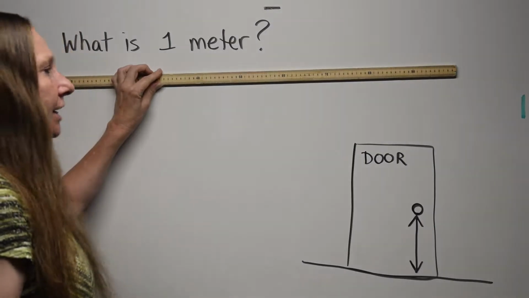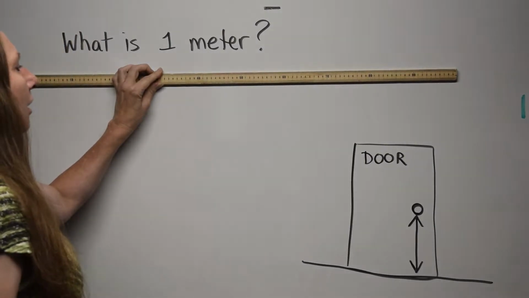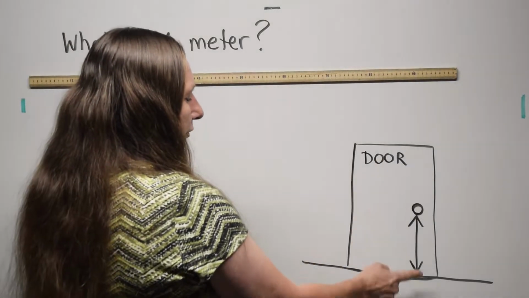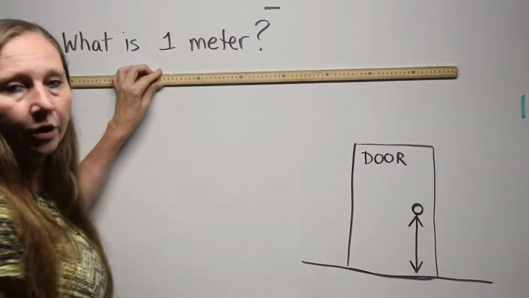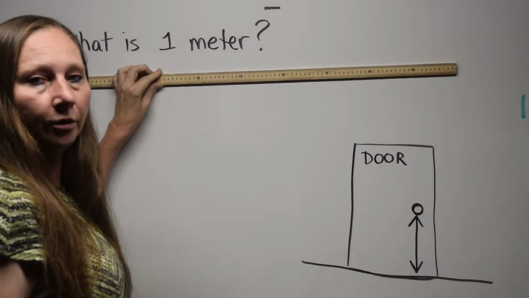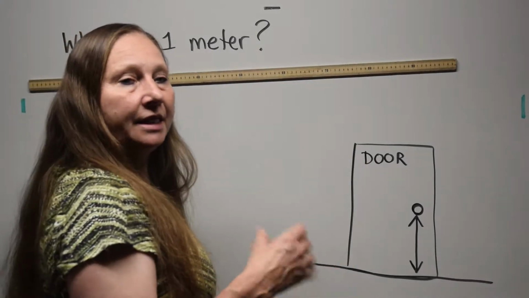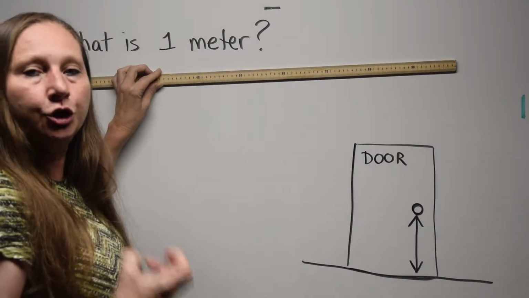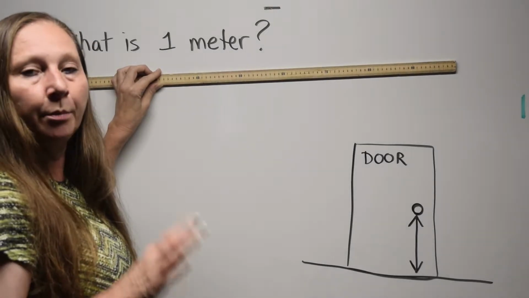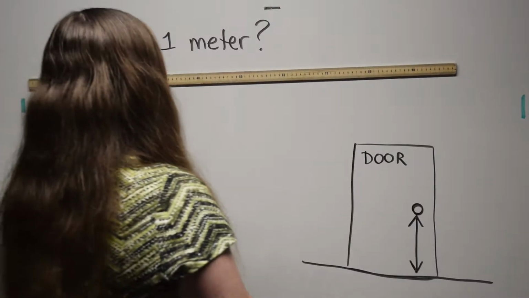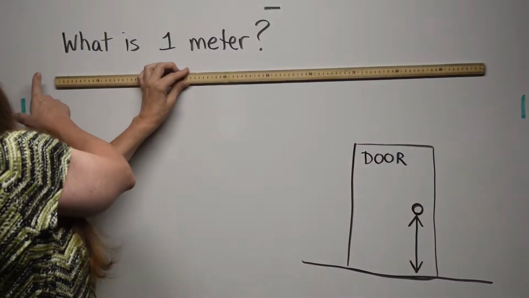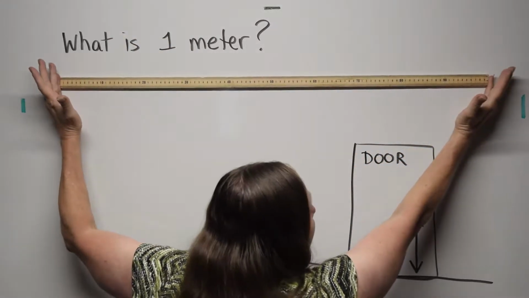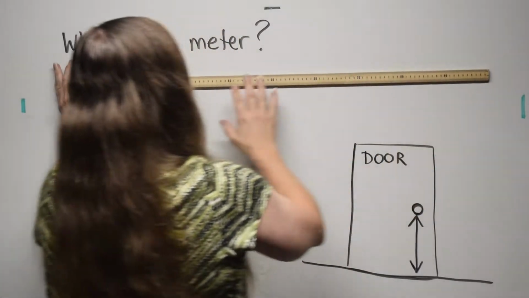This is a meter stick. It's a giant ruler. Now 1 meter is approximately the height from the floor to a doorknob on a standard door. Other people might say that a meter is about the length of an adult's leg, approximately. So 1 meter from here to here is exactly that long. That's 1 meter.